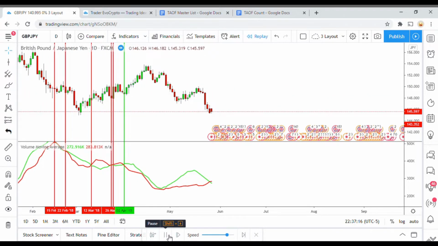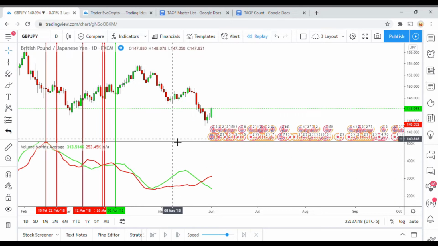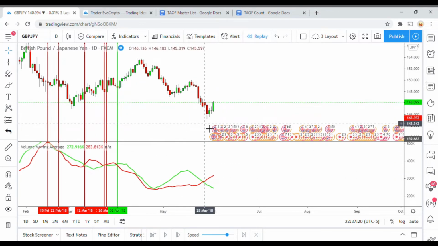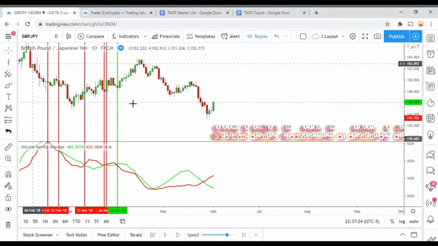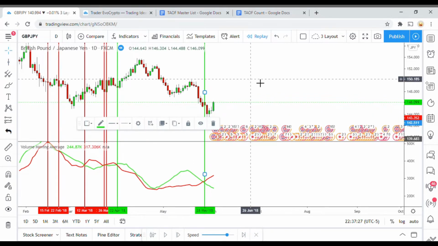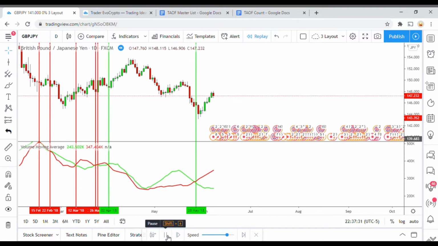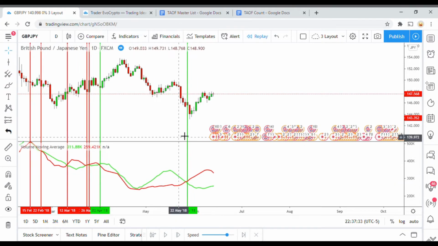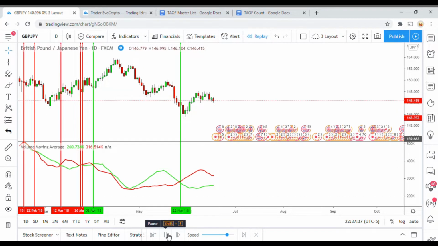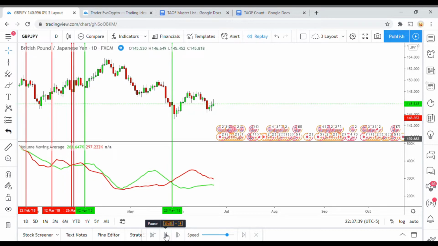Still in the buy position. There we go. We pick up a sell signal about right here. Yep, right there. Very good. And we picked up another win on that one. So it's looking a little bit better.